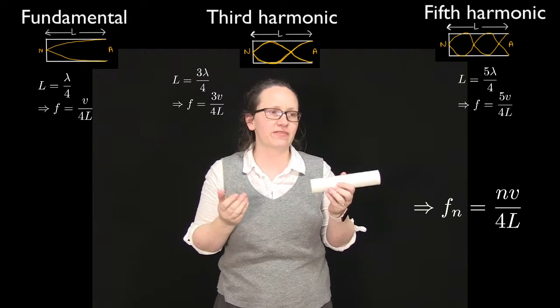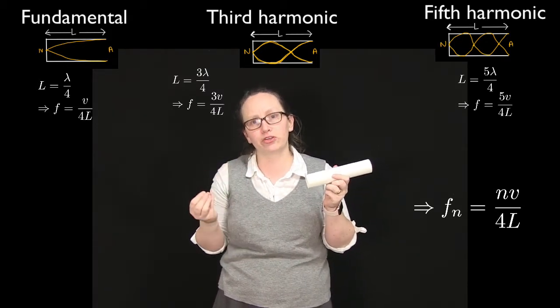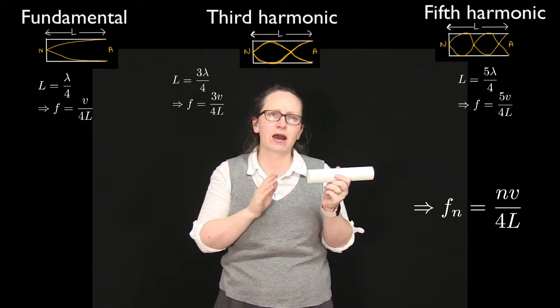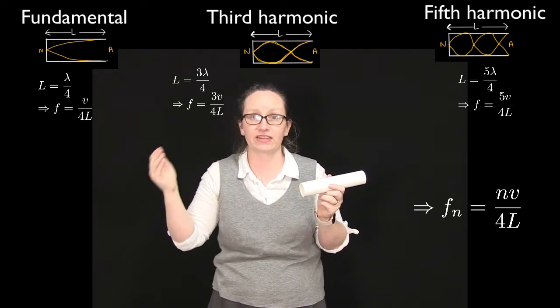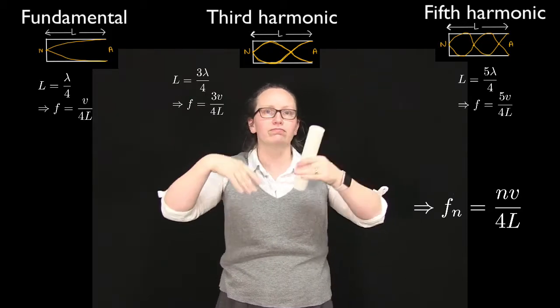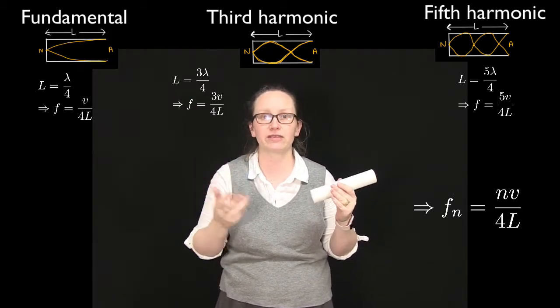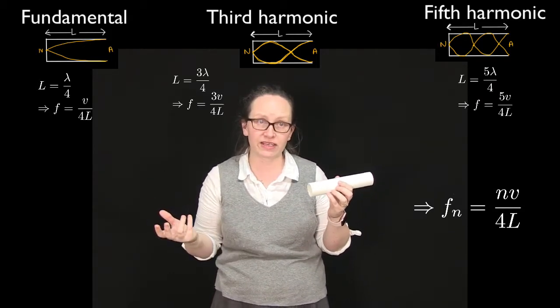As with standing waves on strings, the harmonic frequencies are all integer multiples of the fundamental frequency. So this is why we call our harmonics the first, third, fifth, seventh, ninth, etc. So that we can have the ninth harmonic having a frequency which is 9 times that fundamental frequency.